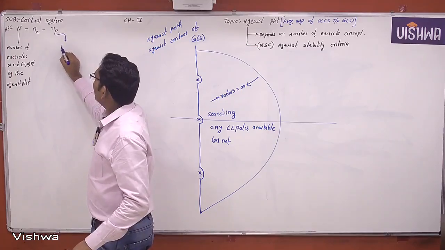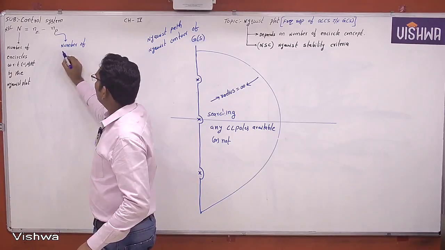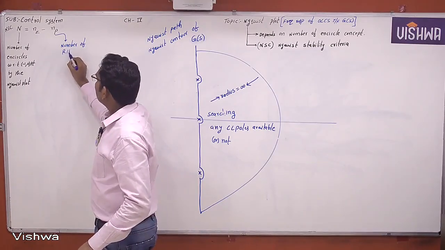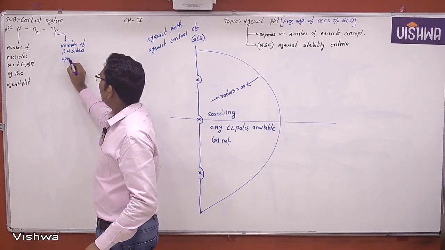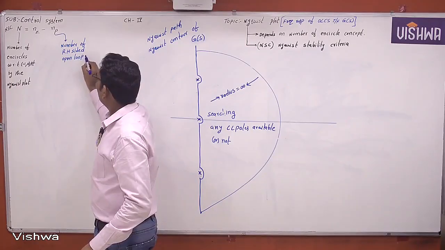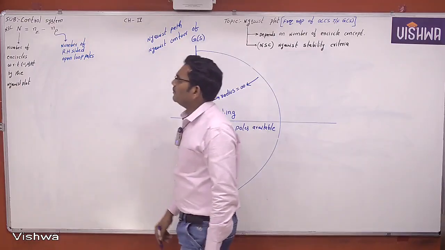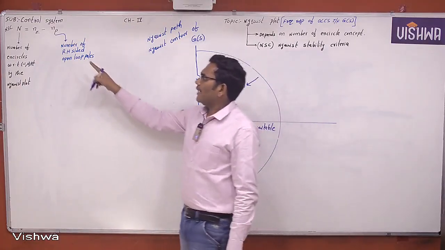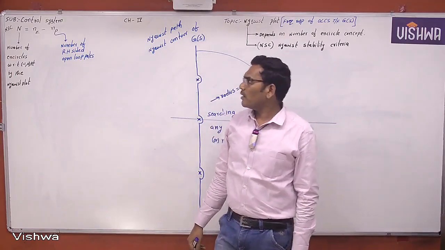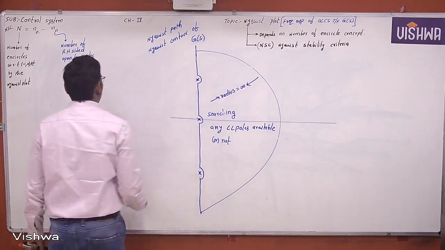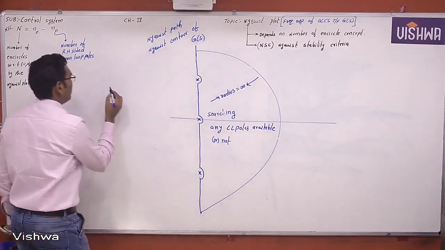NP is nothing but the number of right hand sided open loop poles. Number of right hand sided open loop poles, where NP is the number of right hand sided open loop poles. Okay, what is NP? Number of right hand sided open loop poles. What is the meaning of that? Because Nyquist analysis is completely based on the right hand sided concept.